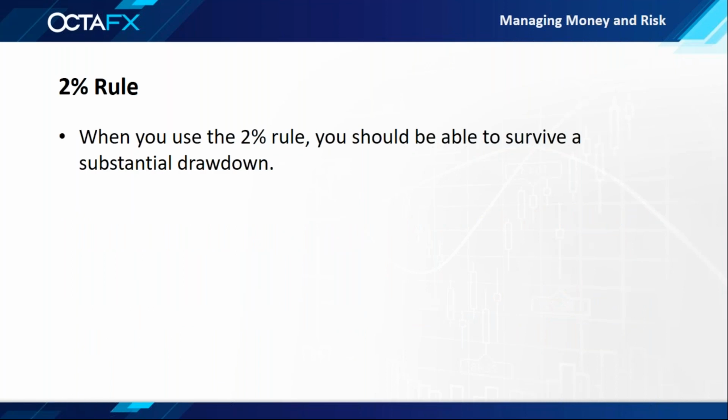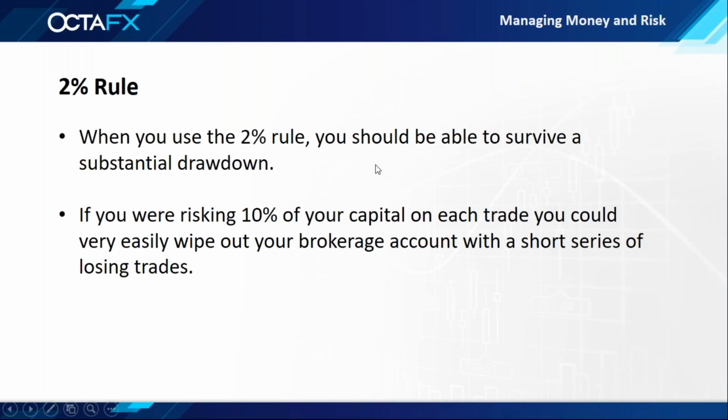So when you use this rule, or a similar rule, 1%, 2%, maybe 3% if you're less conservative, you should be able to survive a substantial drawdown. And if you have a good strategy, you should be able to reap the benefits of that good strategy instead of getting blown out by a string of losing trades.